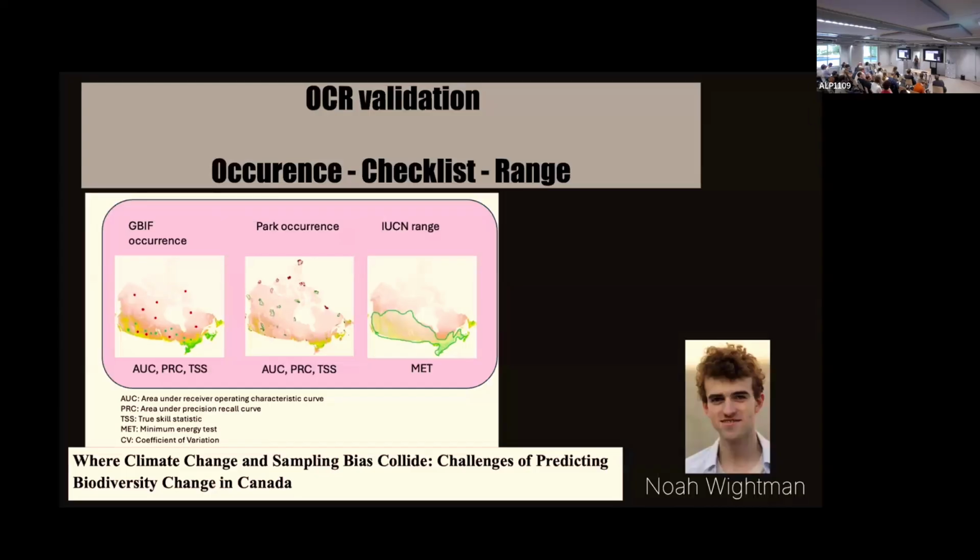And then of course there's just the IUCN range or whatever expert range outline that you can use. And so what we did here is we modeled the SDMs for the terrestrial vertebrates of Canada. We also did climate change projections. That's a whole other thing that we can talk about later if we want. And then we validated them for the 3 different OCR validations.